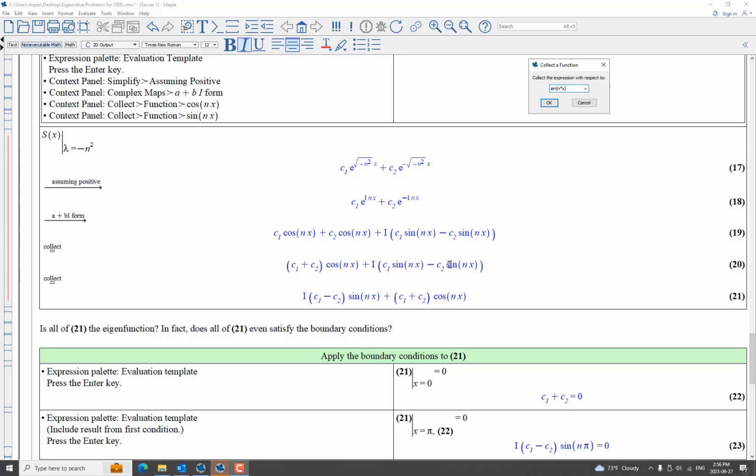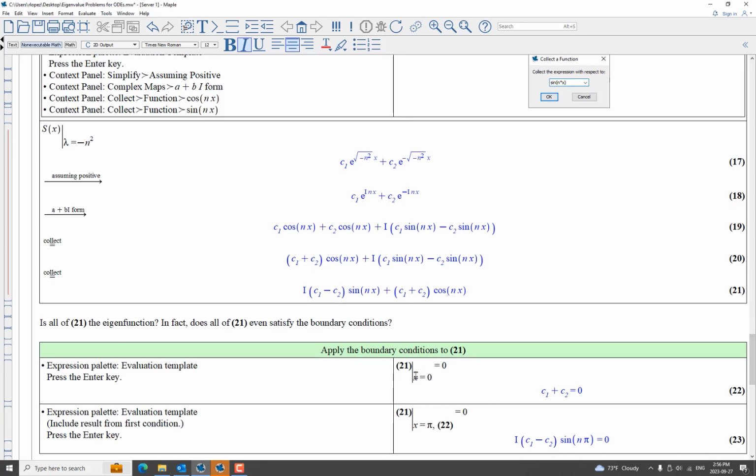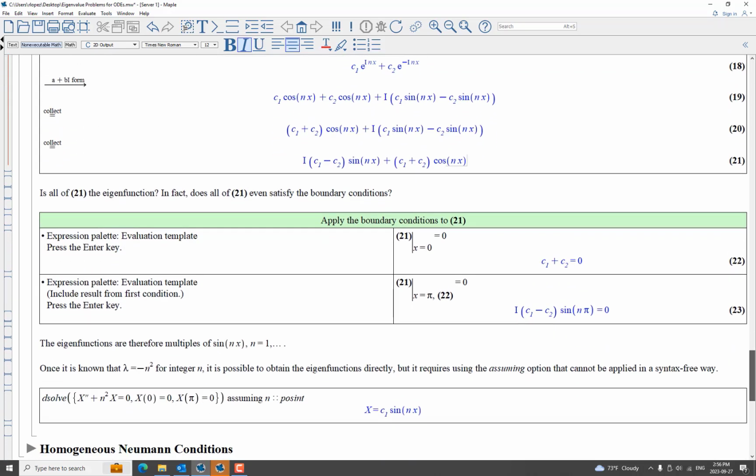Okay, so now we want to apply the boundary conditions to this solution. It's got equation label 21. So here I set x equals 0, and here I set x equals pi. I have these two equations to solve. This one says C1 plus C2 is 0. That knocks out the cosine term. Sine n pi is 0 for each n. So this difference of constants times I remains arbitrary. And so you conclude that you have multiples of sine nx.